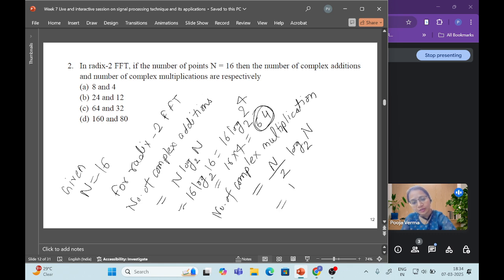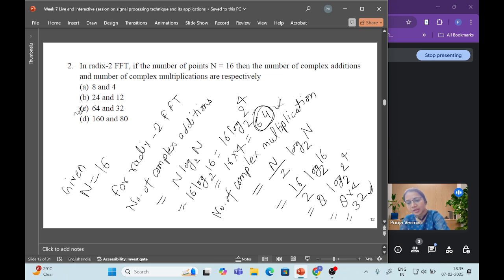Similarly, we will solve 16 by 2 log base 2 of 16. So 8 log base 2 of 2 to the power 4. So 8 into 4, that is 32. So total 64 complex additions and 32 complex multiplications are required. Okay, so option C is matching with this answer. So option C is the correct answer for this question.